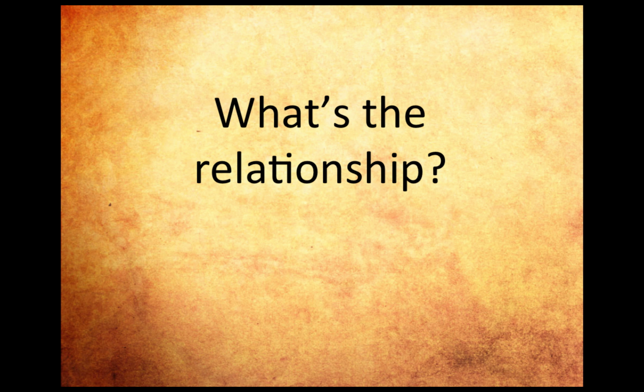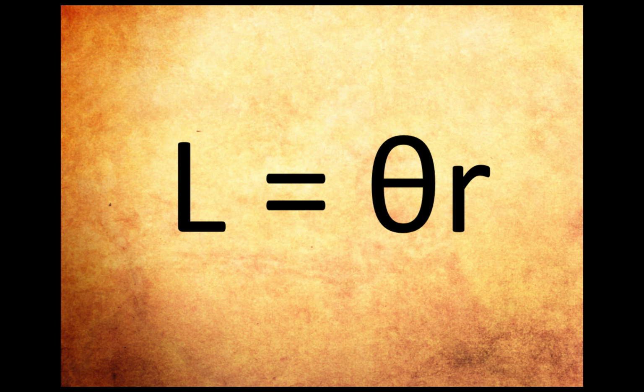Okay. So what's the relationship? Arc length equals radius times angle, right? Standard notation is this. Some places will write out arc length, in part because capital L is also used to mean limit. But this is the formula, right?